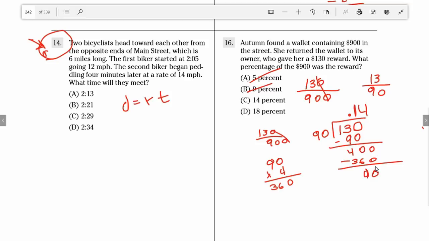Again, we're in the same scenario. We have to add a 0. 90 goes into 400 4 times. So this is just going to be 0.1444 repeating. Or, if we round, 14%.